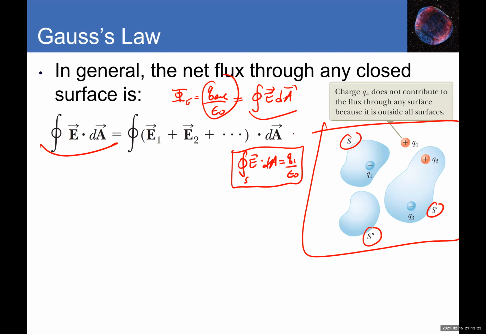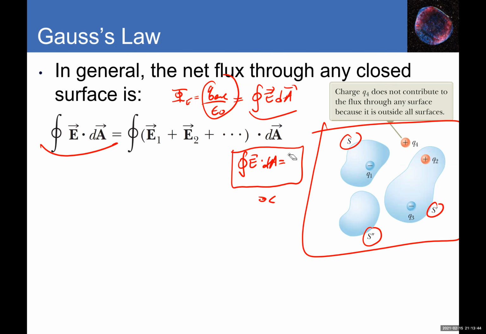Yes, Q1 is negative. That means I'm going to end up finding out that my flux is negative, so flux 1 is negative for that surface 1. How about if I do the same thing for, let's say, surface 2? Basically, this would have been negative Q over epsilon naught for surface 1.